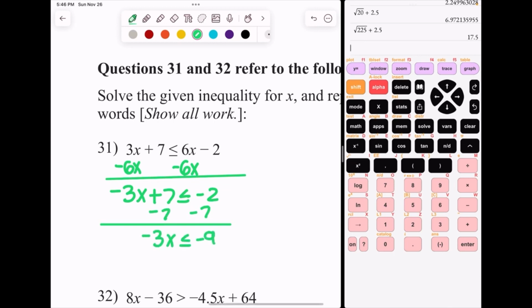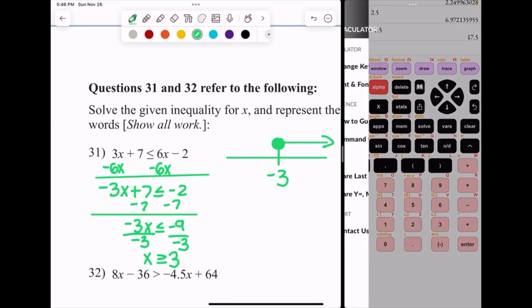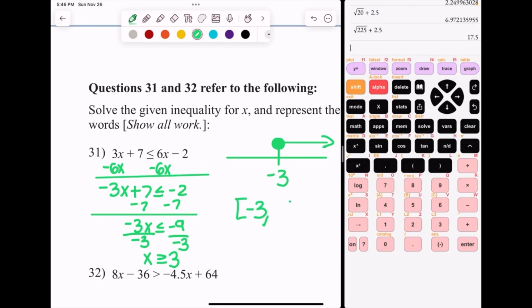Divide by -3. When you divide by a negative number, we have to flip our inequality symbol, and that is my final answer. I could graph it by putting -3. This will get a closed circle since it's equal to, and we go to the right. Another way to write this answer would be that we start at -3 with a square bracket since it's a closed circle, and we go towards infinity.